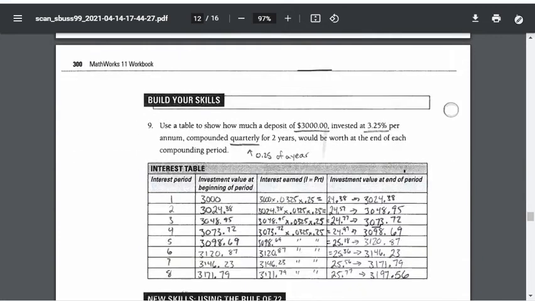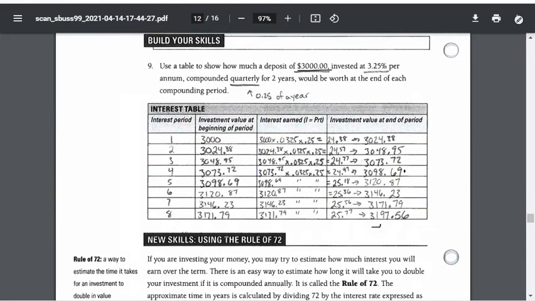It's not quick, but this is kind of a long-winded question. What it's doing here is trying to show you what's actually happening with that compound interest. And so it's saying you got $3,000, you invested at 3.25% a year, but it's compounded quarterly, which means every 4 times. So what I did is I had to take that, it's over 2 years.